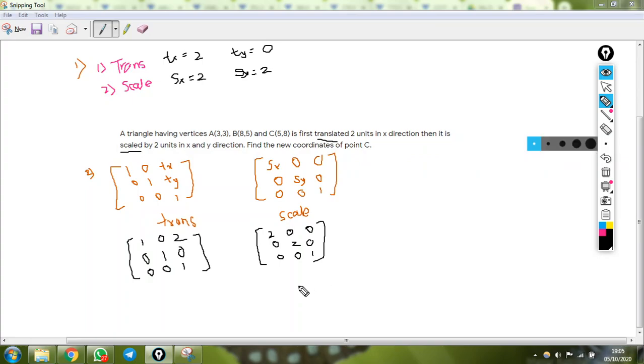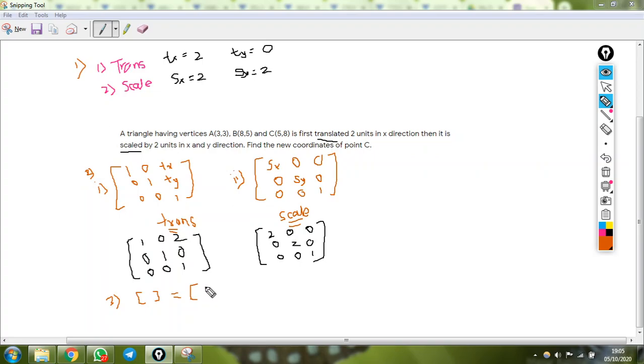Now the third step will be to find out the final answer, which means we'll find out the coordinates. Just carefully watch and follow this one. What was the first operation? First operation was translation, the second operation was scaling. I'll write here, first operation is translation, second operation is scaling. So start in the reverse way.